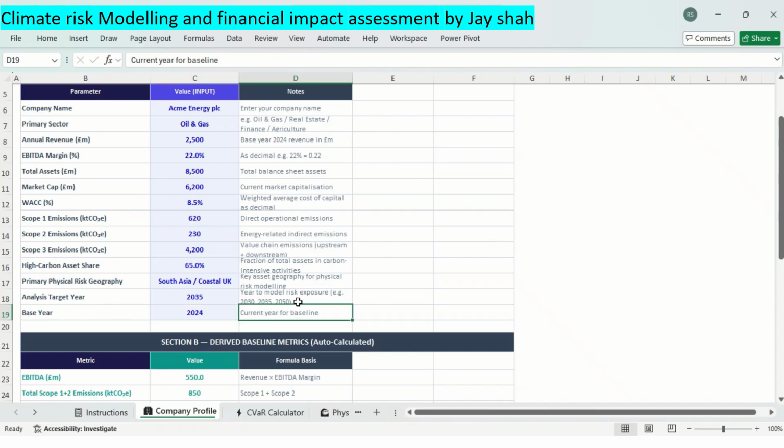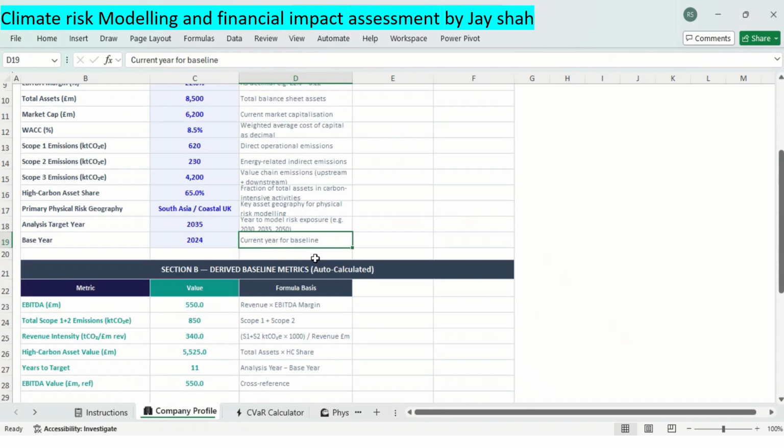So for the current year baseline, I mentioned 2024. We will use 2024 data because the data collection process is very rigorous and time consuming.